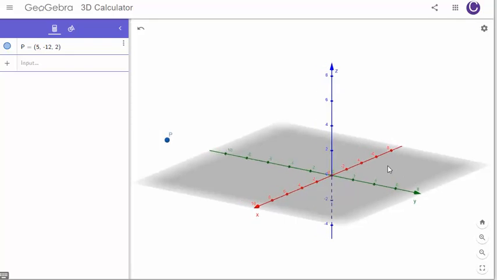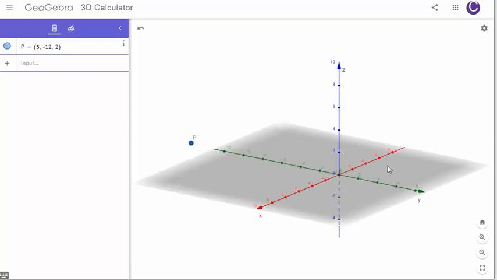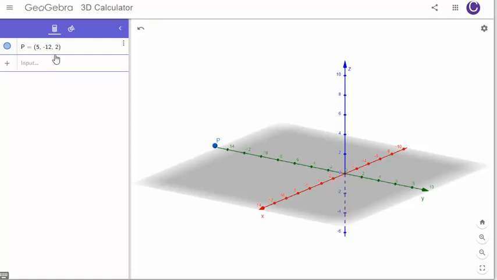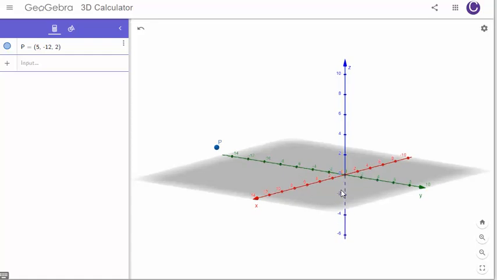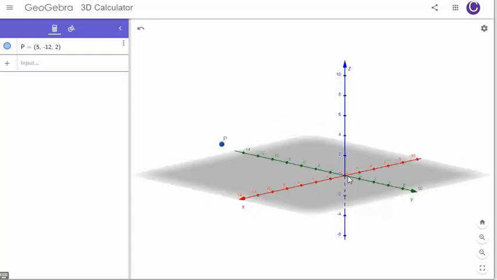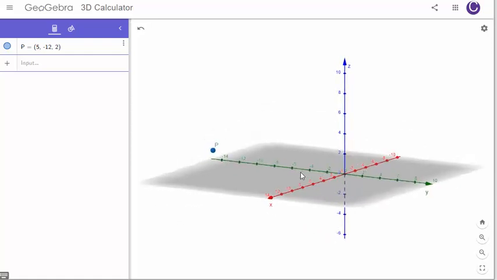Now I'm going to use my mouse and scroll out. See, I was like this, I couldn't see my point, so I'm going to scroll out. Now I can see this point, (5, -12, 2). See, I'm going to grab this so you can see it like that. Okay, so it's coming out 5 units towards us, -12 to the left, and then up 2. Right, so that's kind of cool. You can get a visual for what's happening.